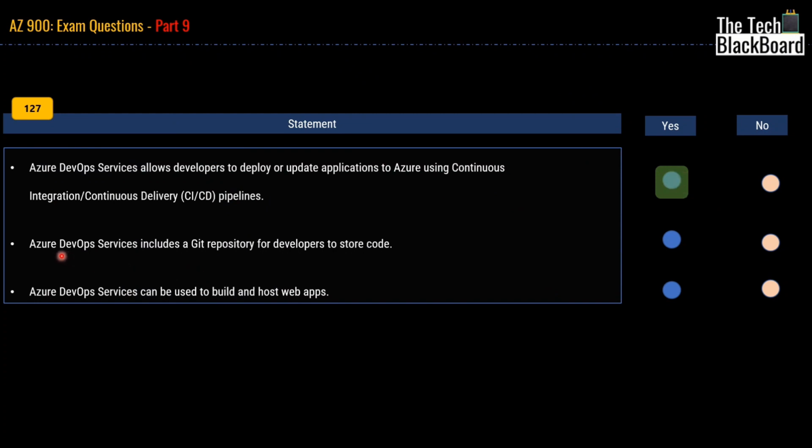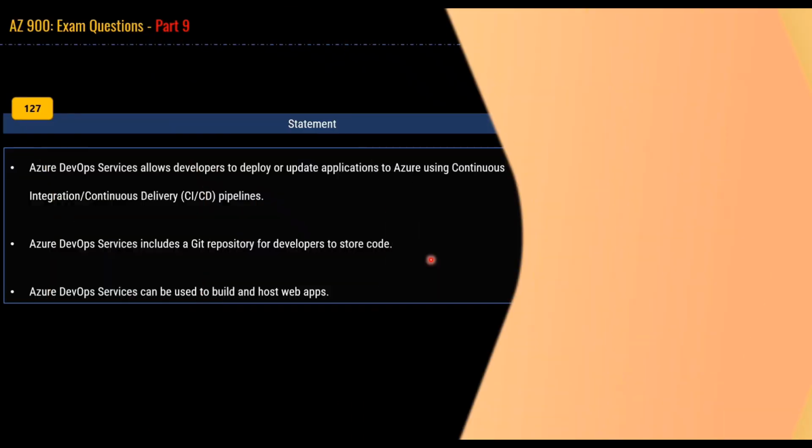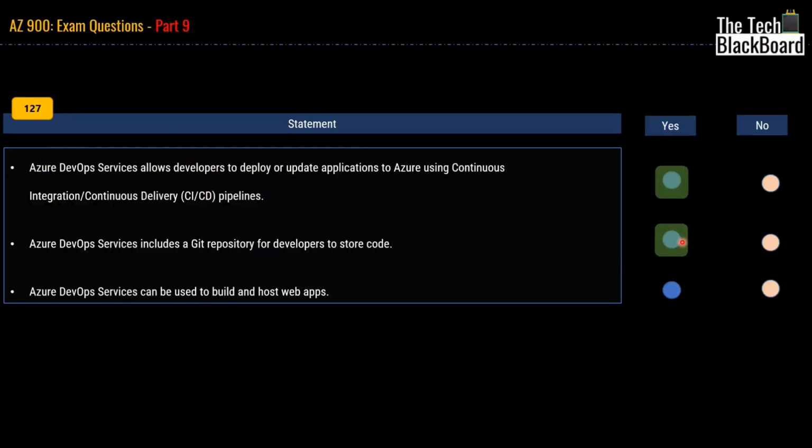Moving on with the second statement, this one says that Azure DevOps Services includes a Git repository for developers to store code. The correct answer for this one is yes, of course. Coming on to the same page of Azure DevOps, and in this we have the section which talks about Azure Repos. Using Azure Repos, you get unlimited cloud-hosted private Git repos and collaborate to build better code with pull requests and advanced file management. And that's why we have chosen yes here.